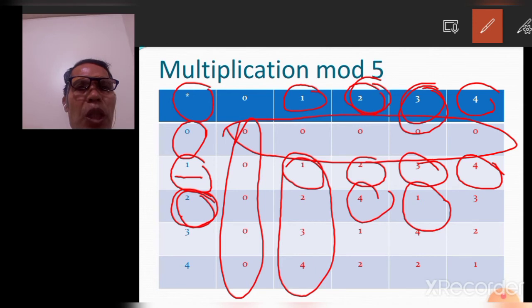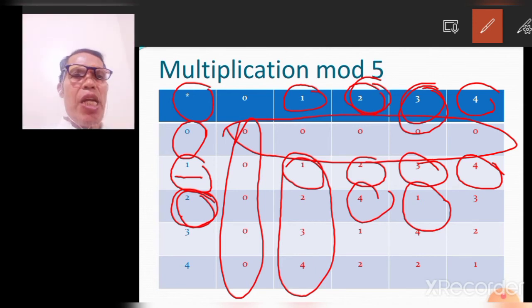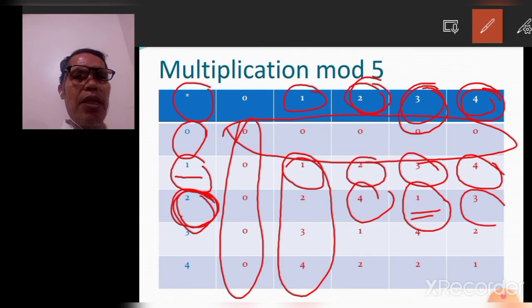Why? 2 times 3 in ordinary multiplication is 6. You cannot put 6 because the elements only go up to 4. So what you have to do is divide the product by 5. So 2 times 3 is 6. 6 divided by 5 is 1. 1 times 5 is 5. 6 minus 5 is 1. Another example is 2 blue times 4 white equals 3 red. Why? 2 times 4 is 8. You cannot put 8 because the elements only go up to 4. What you should do is 8 divided by 5 is 1. 1 times 5 is 5. 8 minus 5 is 3.